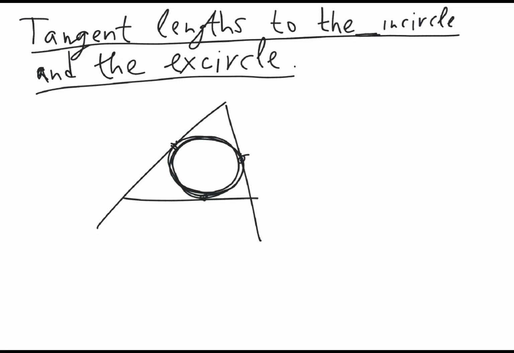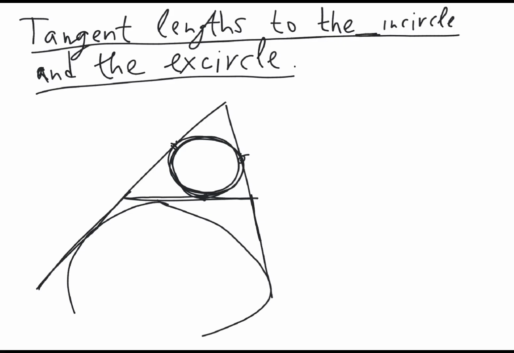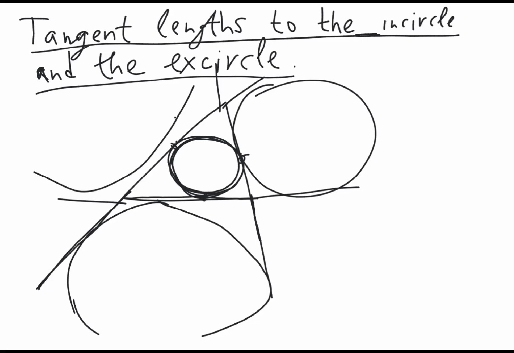And then we have an excircle. So every triangle has 3 excircles which touch the lines of the triangle, but one touches one side and the extensions of 2 other sides. So basically this is an excircle, and there are 2 other excircles like that, here and here, but we don't need them now. We need only one excircle in this theorem.